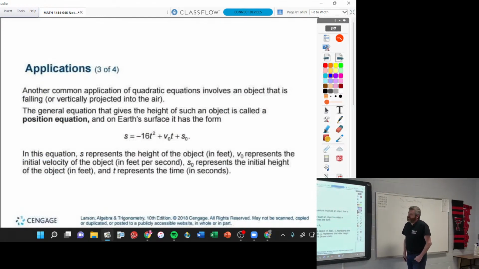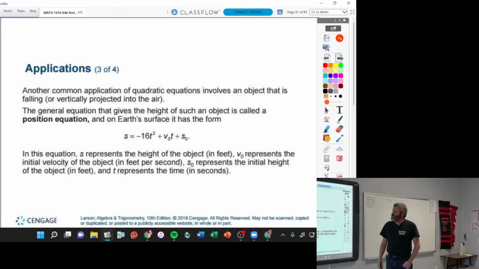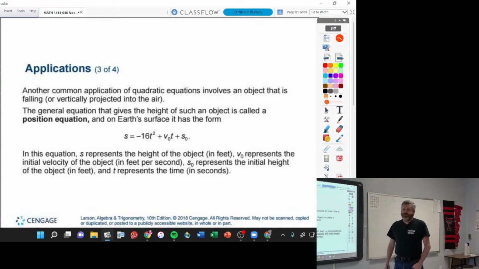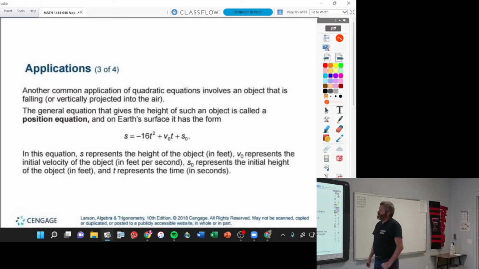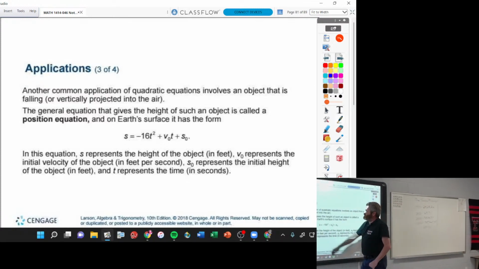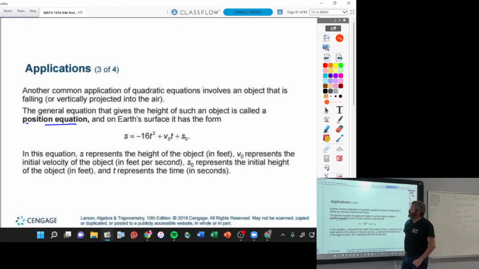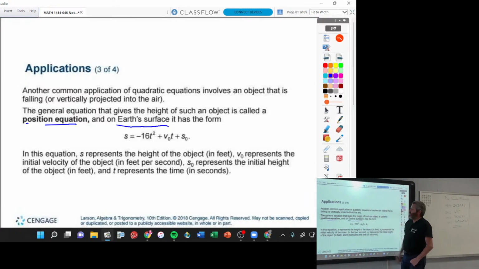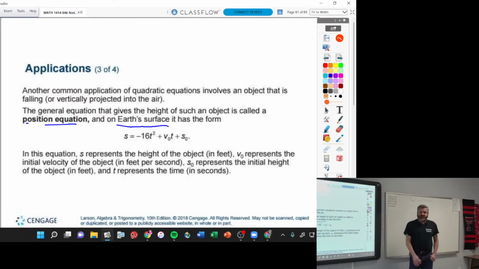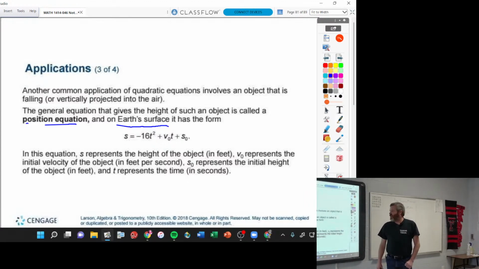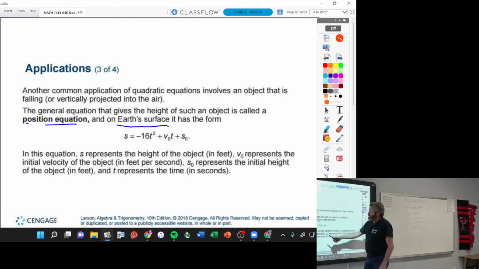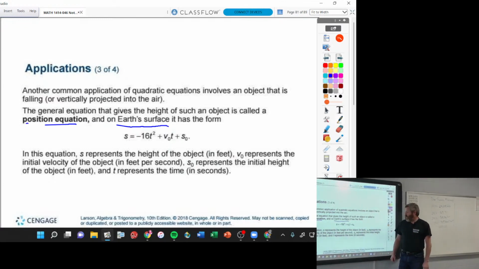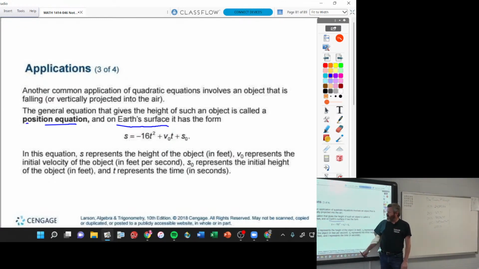Another common application of quadratic equations involves an object that is falling or projected vertically into the air. The general equation that gives the height of such an object is called a position equation. The position equation for Earth is negative 16t squared plus v naught t plus s naught, or s sub 0. So negative 16 is your coefficient of gravity.